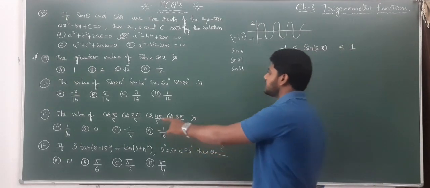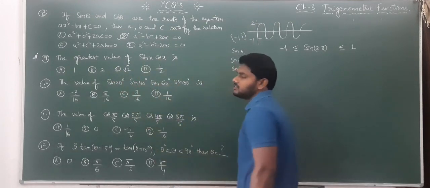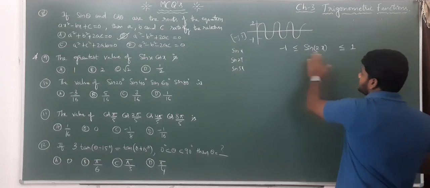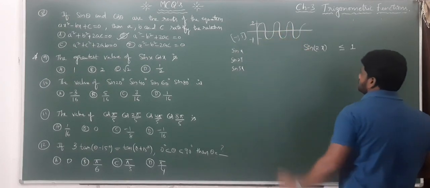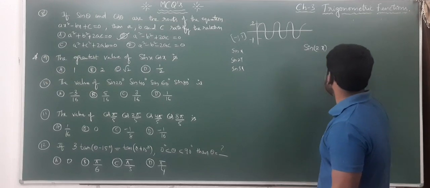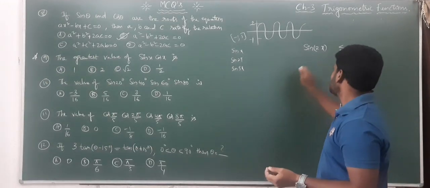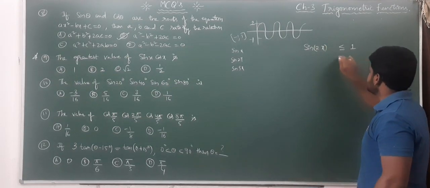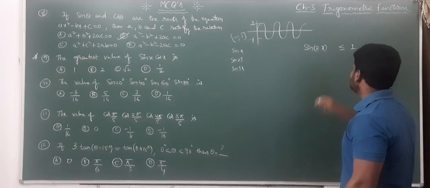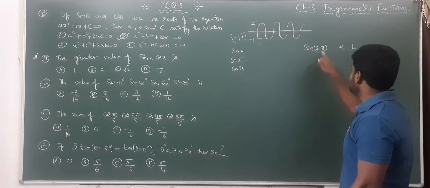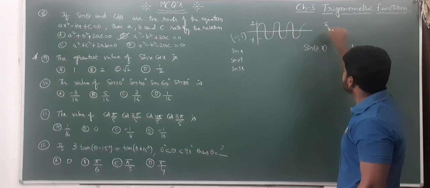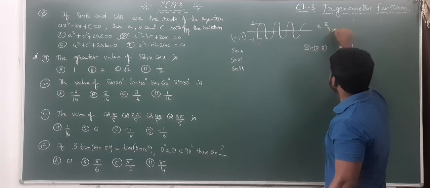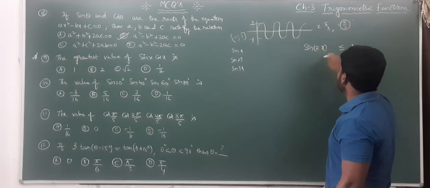Now here, what did they ask, smallest value or greatest value? Greatest value. So we need to consider less than or equal to; this highest case we will consider. We will forget about this minus 1. So sin 2x is less than or equal to 1, right? Whatever angle in terms of x you substitute, sin 2x is always less than or equal to 1. When will it be equal to 1? If x is equal to pi by 4, then 2 into pi by 4 is pi by 2, and sin pi by 2 is 1.